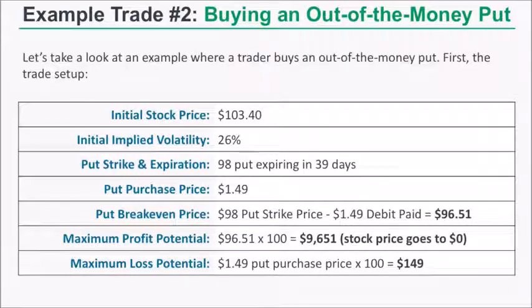So our maximum profit potential is $96.51 times 100, or $9,651 if the stock price goes to 0 in the next 39 days. Now the maximum loss potential is the amount we paid for the option times 100, which in this case is $149. So let's go ahead and see what happens to this put position over time.